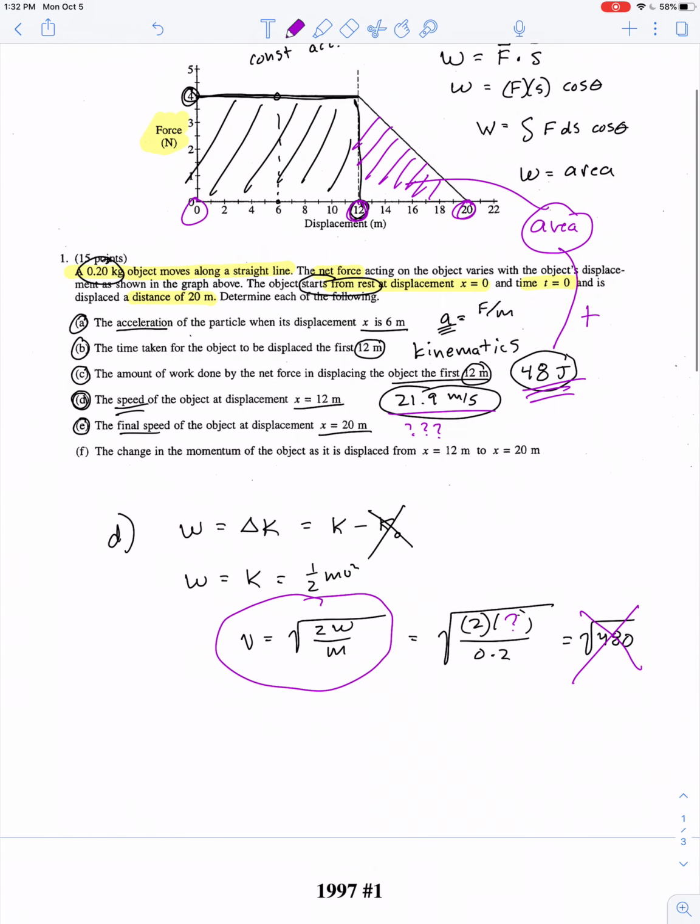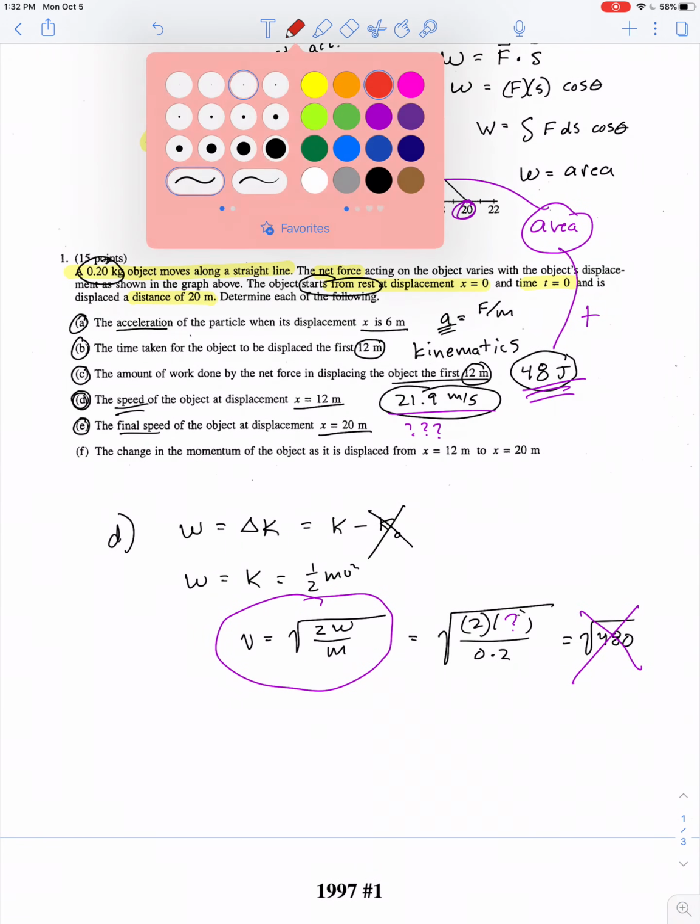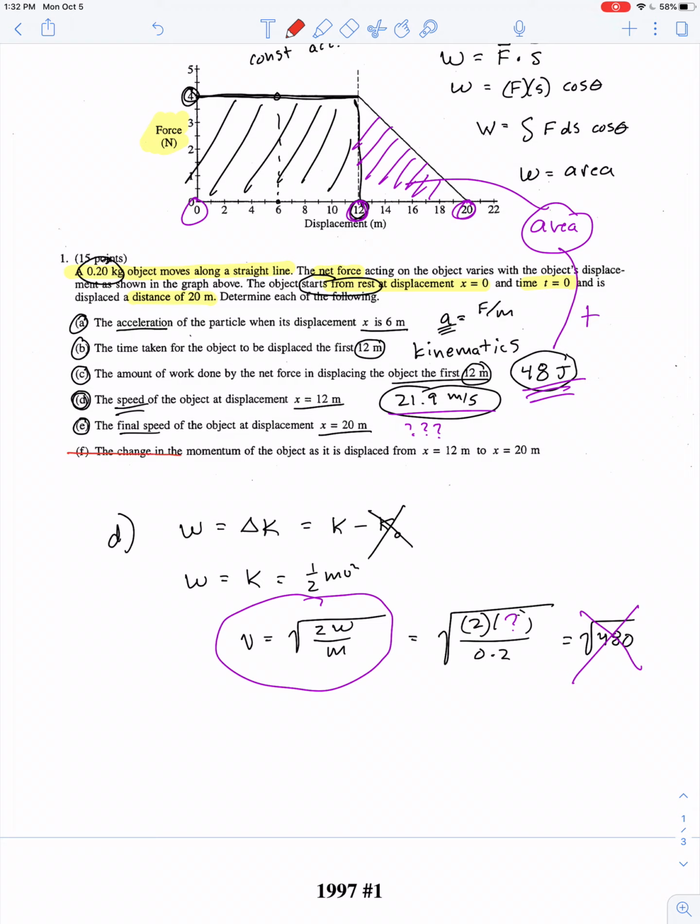Lastly, part F, we're not going to investigate that at all because that's a subject for a future unit of study. We won't investigate momentum for a couple more chapters down the line.